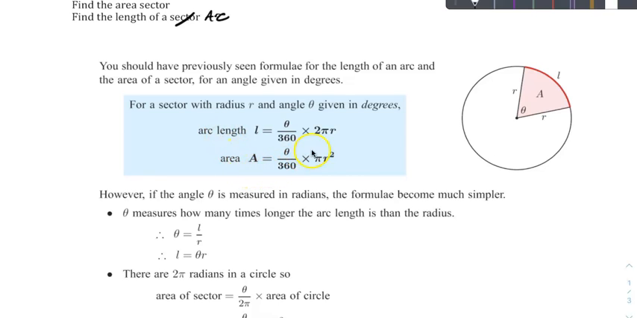Same idea for area. The area of a circle is pi r squared. I only want this portion of the circle, so put that over 360, and there you go. So it's very straightforward for degrees. But we're going to do this in radians now.